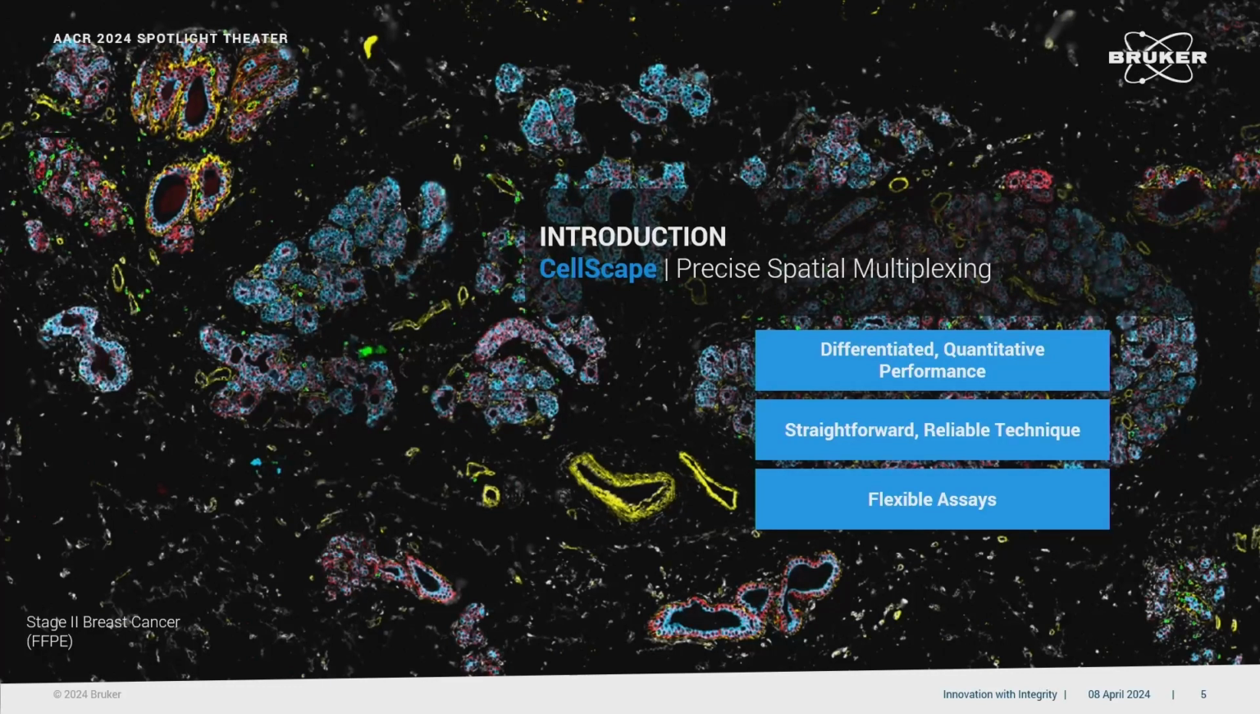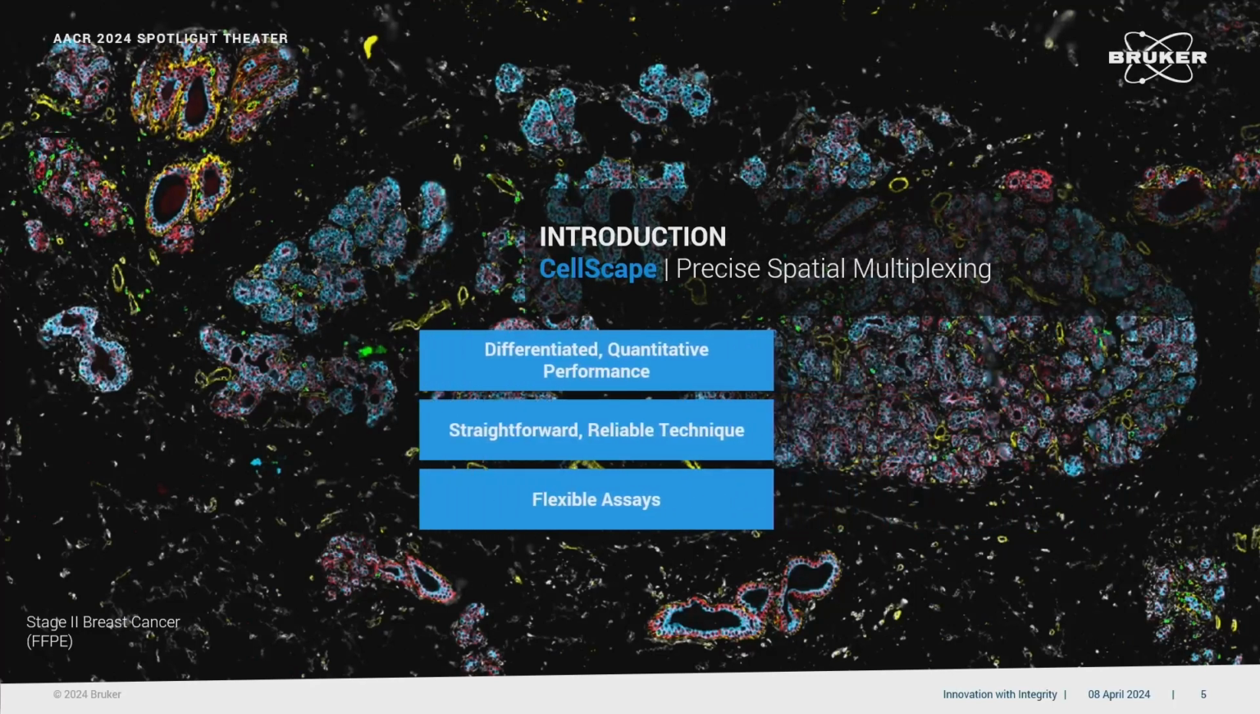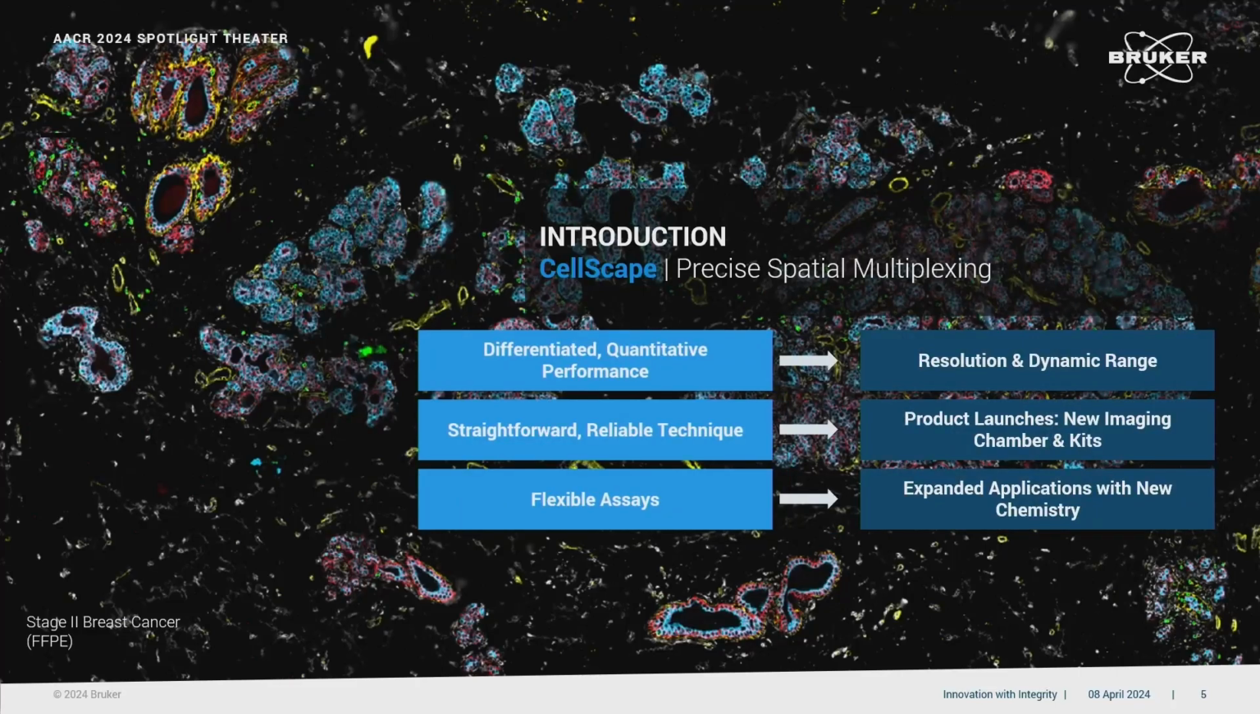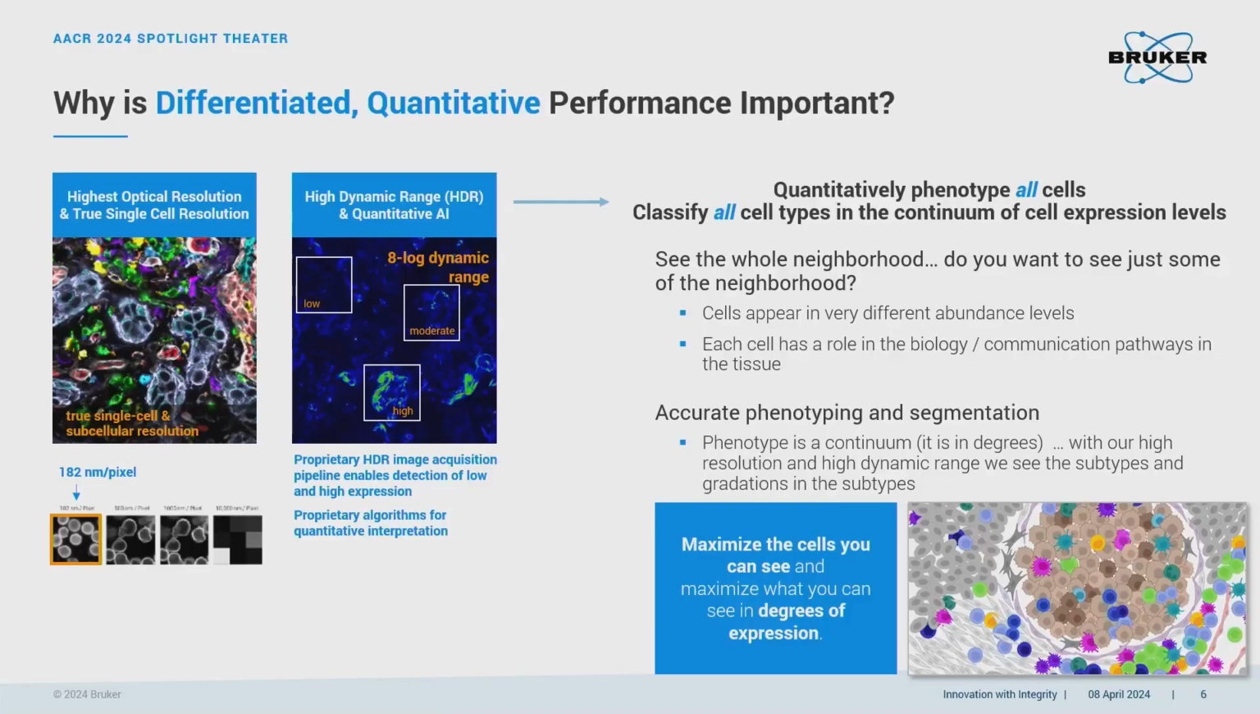We're going to touch on 3 topics here. One is the performance of the system around the optical parameters of it. We're going to talk about the assay technique, and how we design our assays. Those are the topics that I'll touch on here. So let's talk about resolution and dynamic range first.